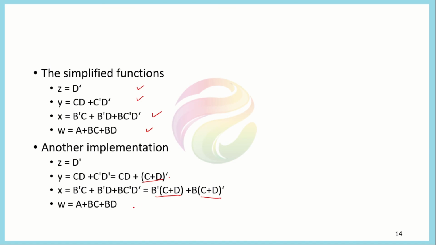Similarly, from the last expression, we can take B common here, so these two terms can be expressed as C plus D. These expressions are actually representing the same things as above. We have found that there is a term, C plus D, which is used in all the terms, the Y, X, and W terms. So we can make a more convenient circuit using this term too.